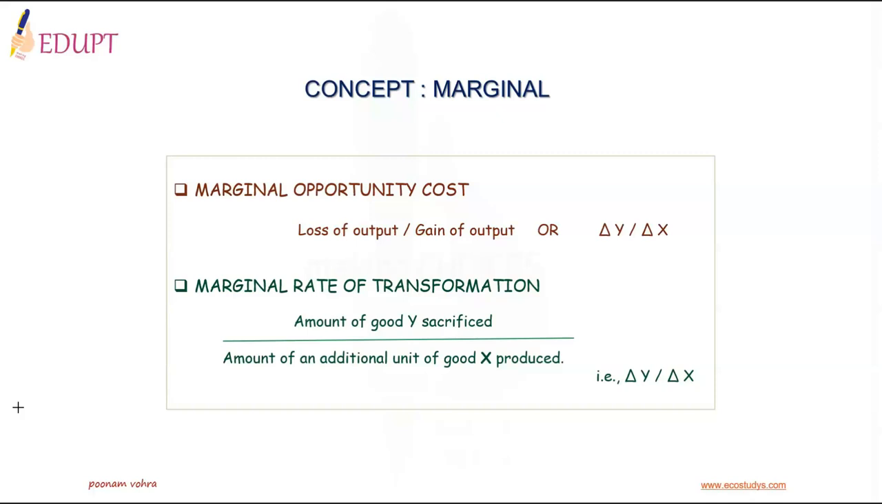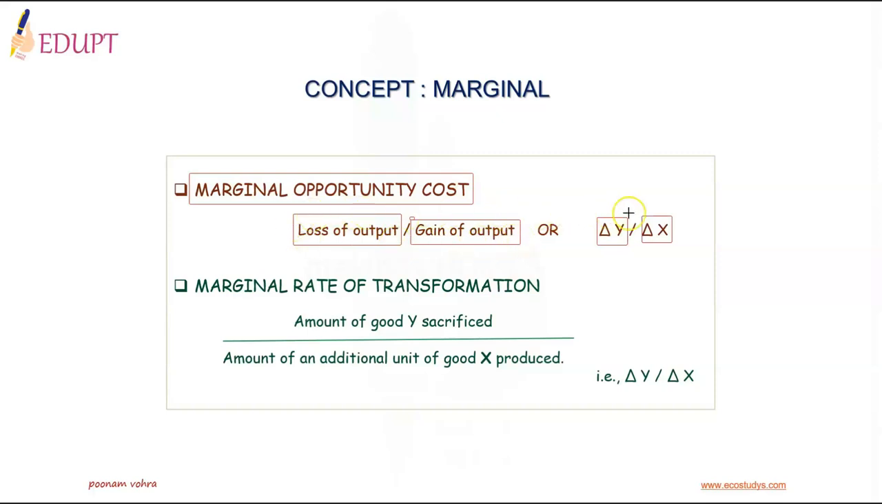Keeping in mind the relevance of the term margin, if the resources are transferred from one use to another, it is obvious that there would be a loss in production of one good in order to increase output of the other. This loss is called marginal opportunity cost. So marginal opportunity cost is the loss of output of one commodity, say Y, when a unit more of the other commodity, say X, is produced by shifting resources from one good to the other.